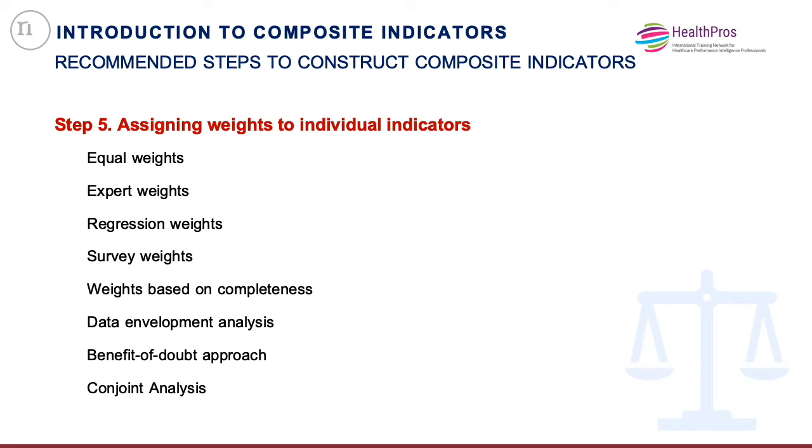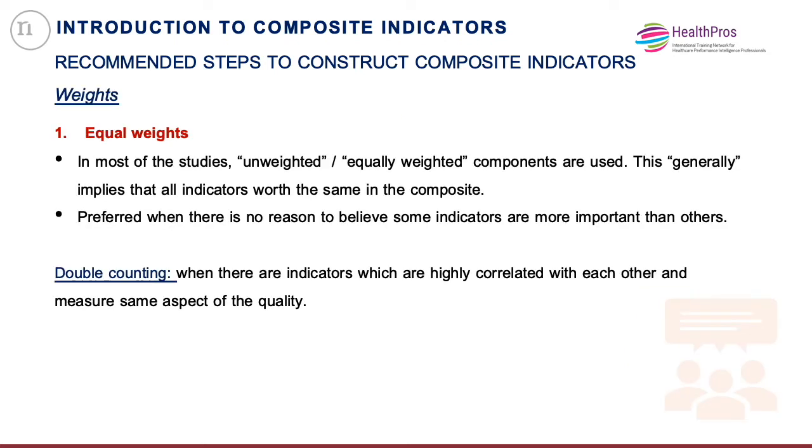Steps 5 and 6 are the steps where methodologies differ from each other. Step 5 is assigning weights to individual indicators. Here are some approaches regarding weights, and I will explain some of them. In most of the studies, unweighted or equal weighted components are used, and this generally implies that all indicators work the same in the composite and they are equally important. This approach is preferred when there is no reason to believe some indicators are more important than others.